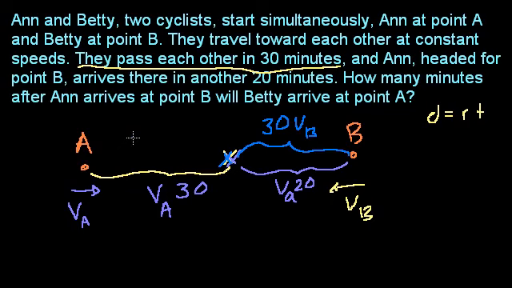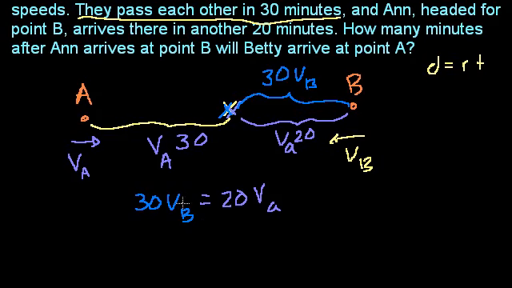So how can we do that? Well, we can already set up a relationship between VB and VA, because this distance is the same. It doesn't matter how fast you travel it, the distance doesn't change. So we know that 30 times Betty's velocity is equal to 20 times Anne's velocity, 20 VA. And so if we wanted to express Anne's velocity in terms of Betty's velocity, just do it that way. If we divide both sides by 20, we get 3 halves of Betty's velocity is equal to Anne's velocity.